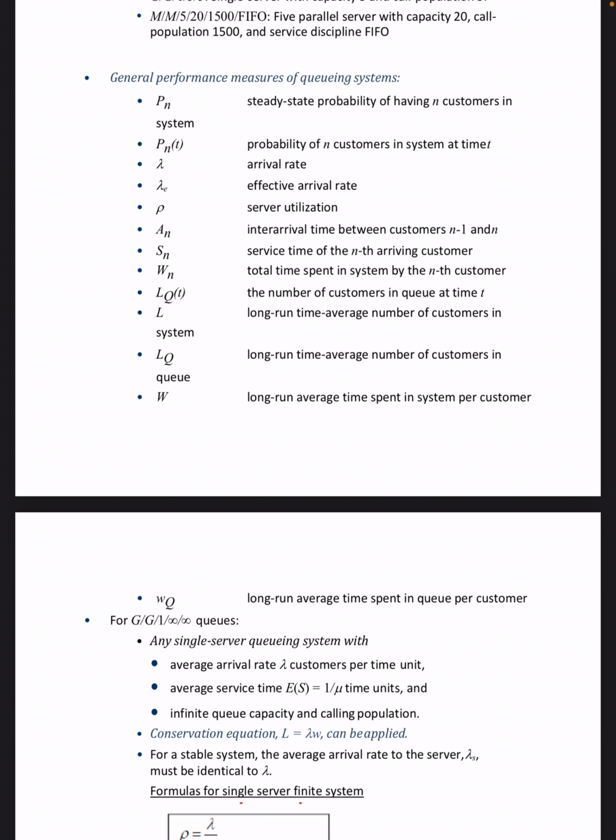And we have L_Q(t), the number of customers in queue at time t. L is the long run time average number of customers in the system. L_Q is the long run time average number of customers in the queue. W is the long run average time spent in the system per customer. W_Q is the long run average time spent in the queue per customer.